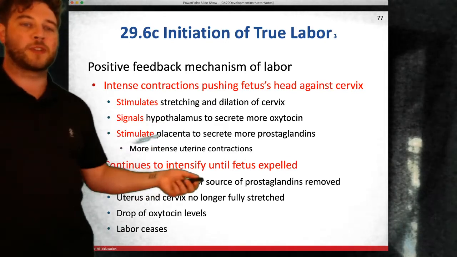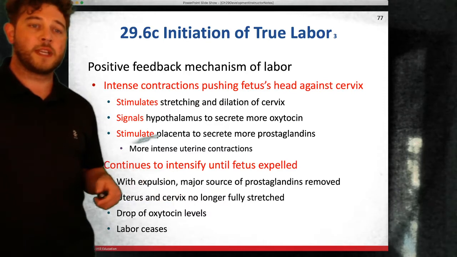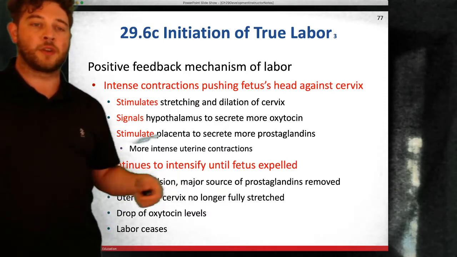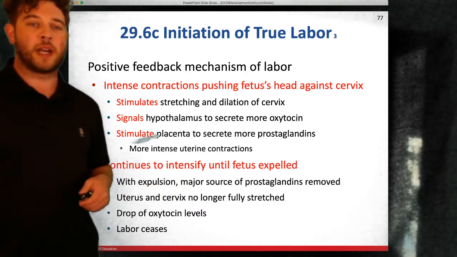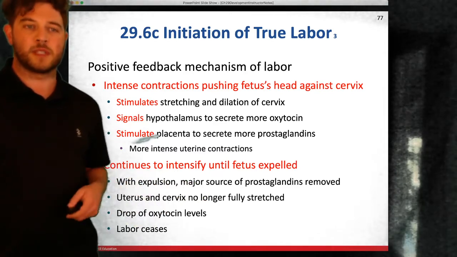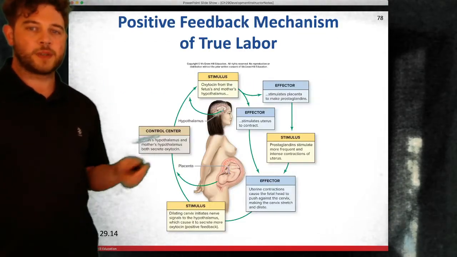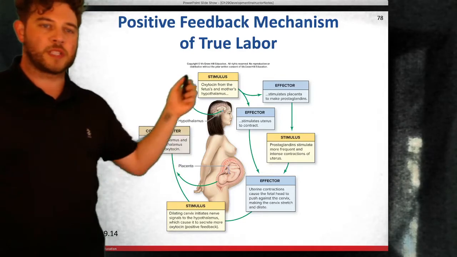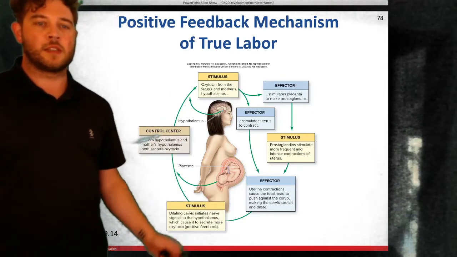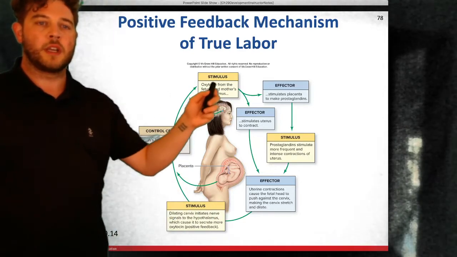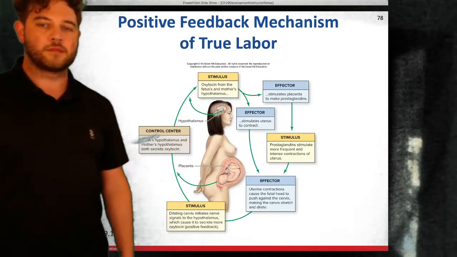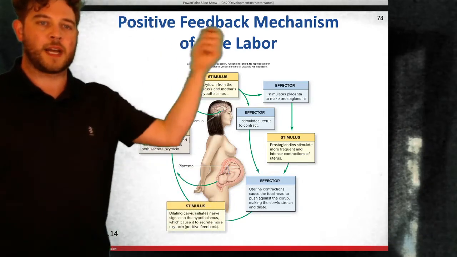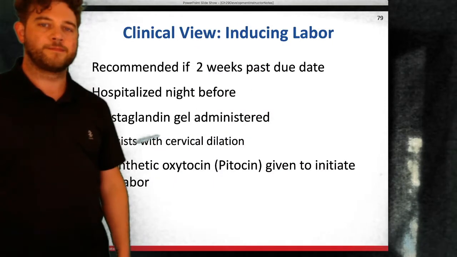With expulsion, the major source of prostaglandins is removed. The uterus and the cervix are no longer being stretched. You have a drop in oxytocin levels, and labor will cease. So here is just a great little representation of it. You should understand stimuli, control centers, and effectors. Understanding that it is a positive feedback mechanism.